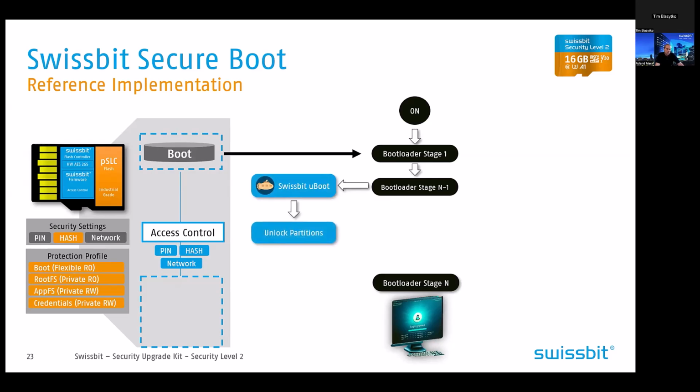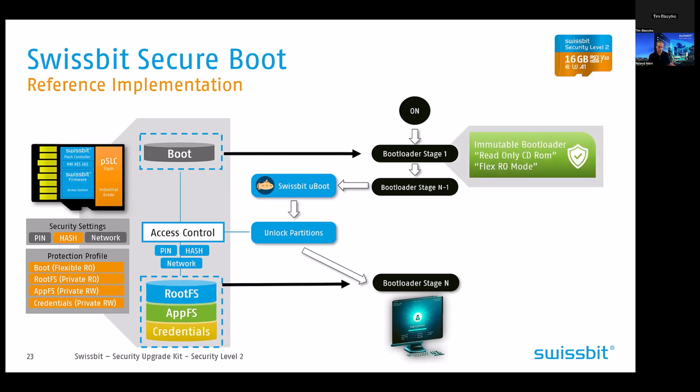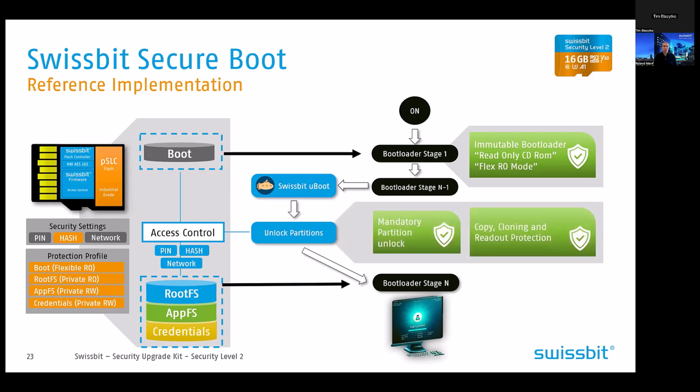And what it boots is a Swissbit adapted U-boot. So it's the open source U-boot for the Raspberry Pi with some small extra functions that will talk to our card and will tell the card, for example, the PIN that the user should enter, or it will give the system some unique data from the system where you can somehow do a fingerprinting of the system so that the unlocking is happening more or less automatically in the background. So the system does not wait for some user to enter something, but it will just work headless. And through this, we have first an immutable bootloader because of this read-only mode. We have this partition unlocking and cloning and read-out protection with our access control. And at the end, we secured the integrity of the system.